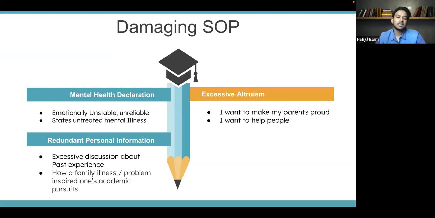Excessive altruism, we have seen a lot. People say in their grad school application that they want to do a PhD because they want to help people and they want to make their parents proud, their country proud, something like that. So this you will not include. You want to help people, this is taken for granted. I think people assume that you should want to help people. And these are very personal things. Your parents will be proud, who will not. I mean, yeah.